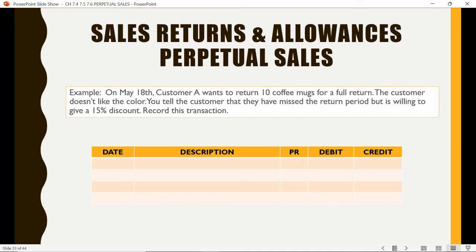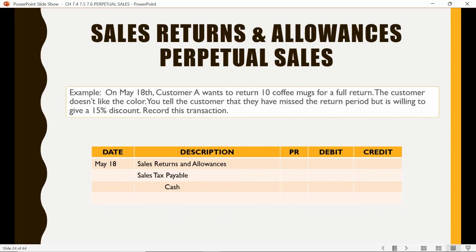So in this case, what you can do as a small business owner is kindly calm them down and say, you know what, I understand you missed the return policy, but how about this? How about I offer you a 15% discount? Okay? So in this case, I'm giving an allowance. I'm sorry you didn't like these cups, but you waited way too long to return them. So the only thing I can do is offer you a 15% discount.